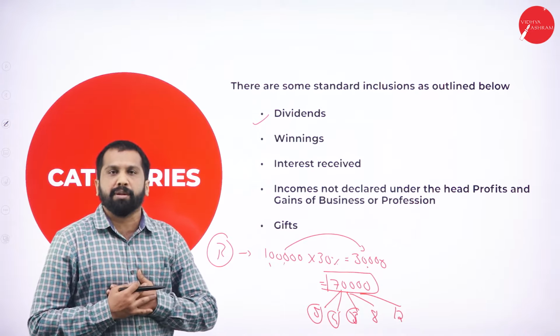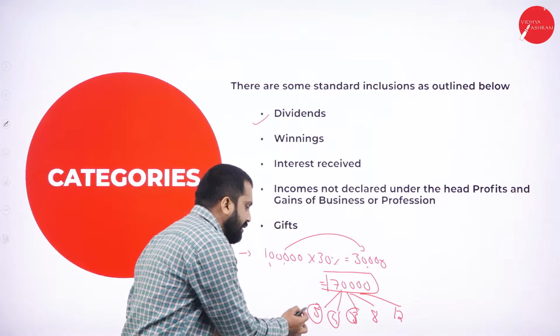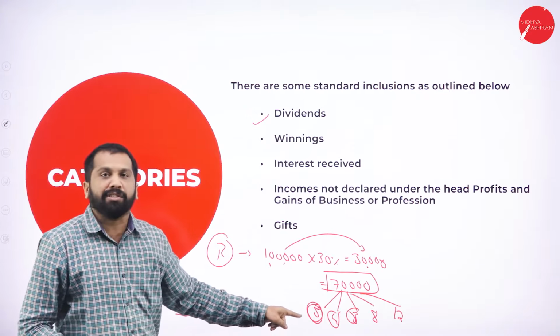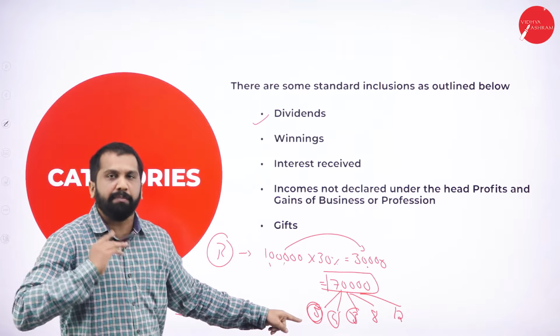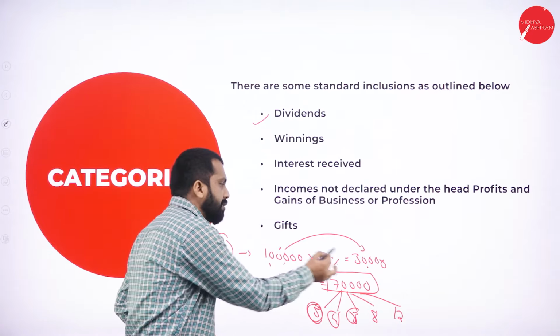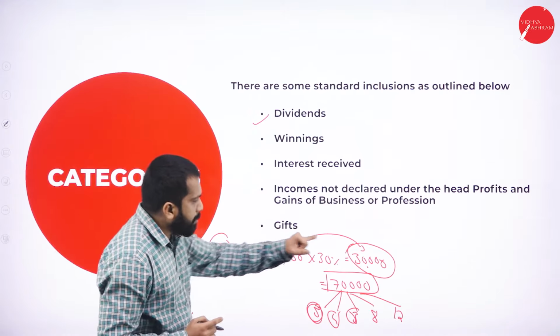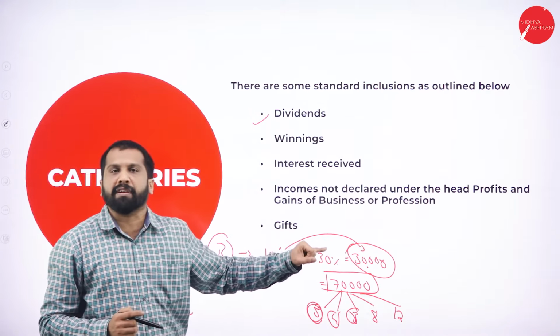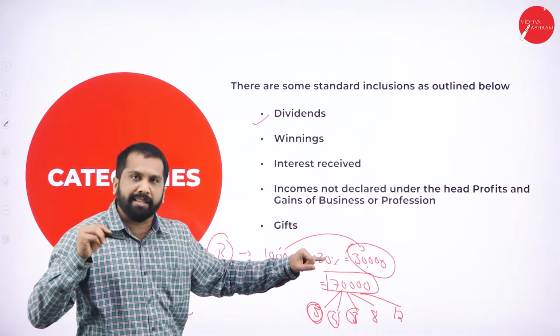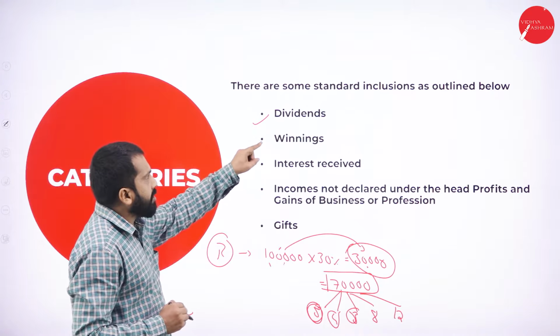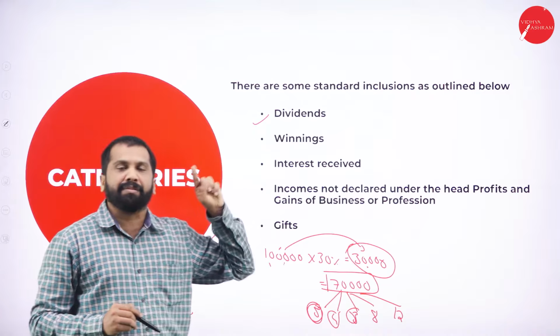Myself as a shareholder, I get 5,000 dividend. Should I pay tax on that? No. Why? Because Reliance company already paid tax. Reliance company already paid tax on the profit. Why should I pay tax? That's why dividends are always exempted.